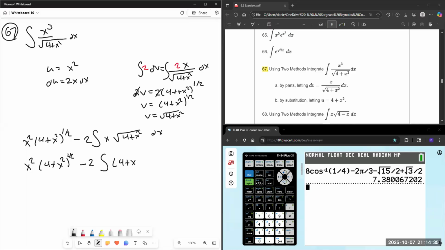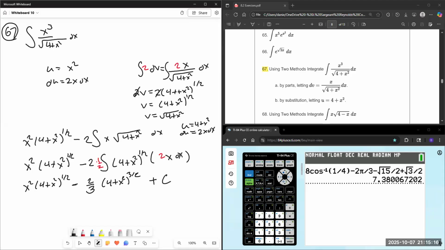Integral of 4 plus x squared to the 1/2 times x dx. If I set up my u substitution as 4 plus x squared, du would be 2x dx. I'll have a 2 and I'll have a 1/2 there. So x squared times 4 plus x squared to the 1/2 minus 4 plus x squared raised to the 3/2 times 2/3, and that will be plus c.